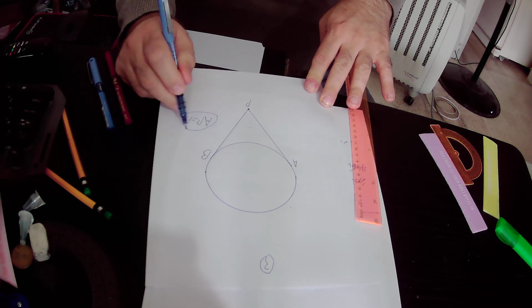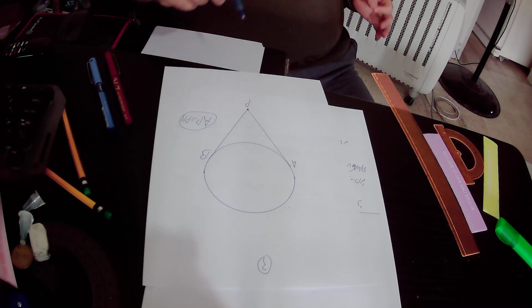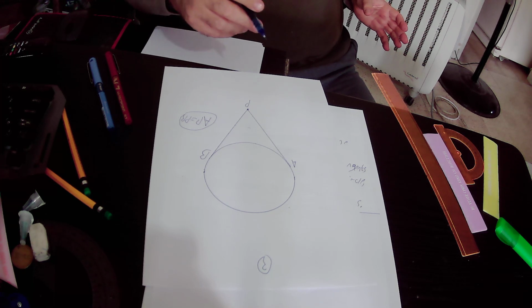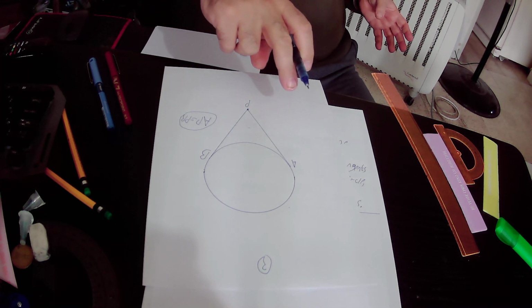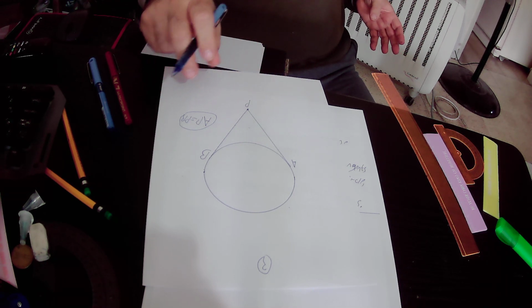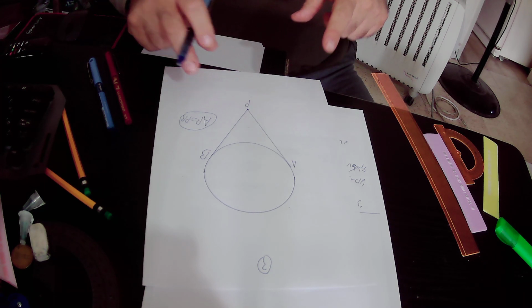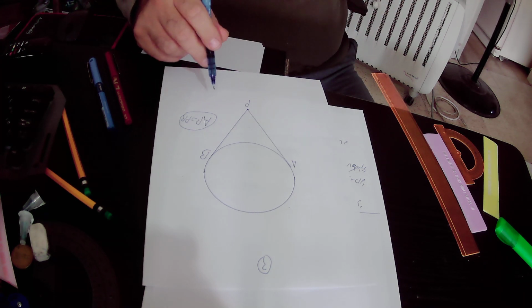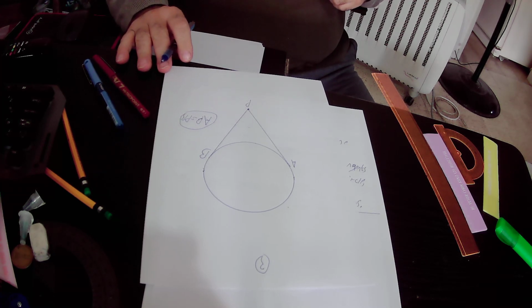Okay? So whenever you draw from an external point two tangents to a circle, then the lengths of those two tangents will be equal to each other. So in this example, tangent PA equals tangent PB in length. That is to say, AP equals PB. Okay?